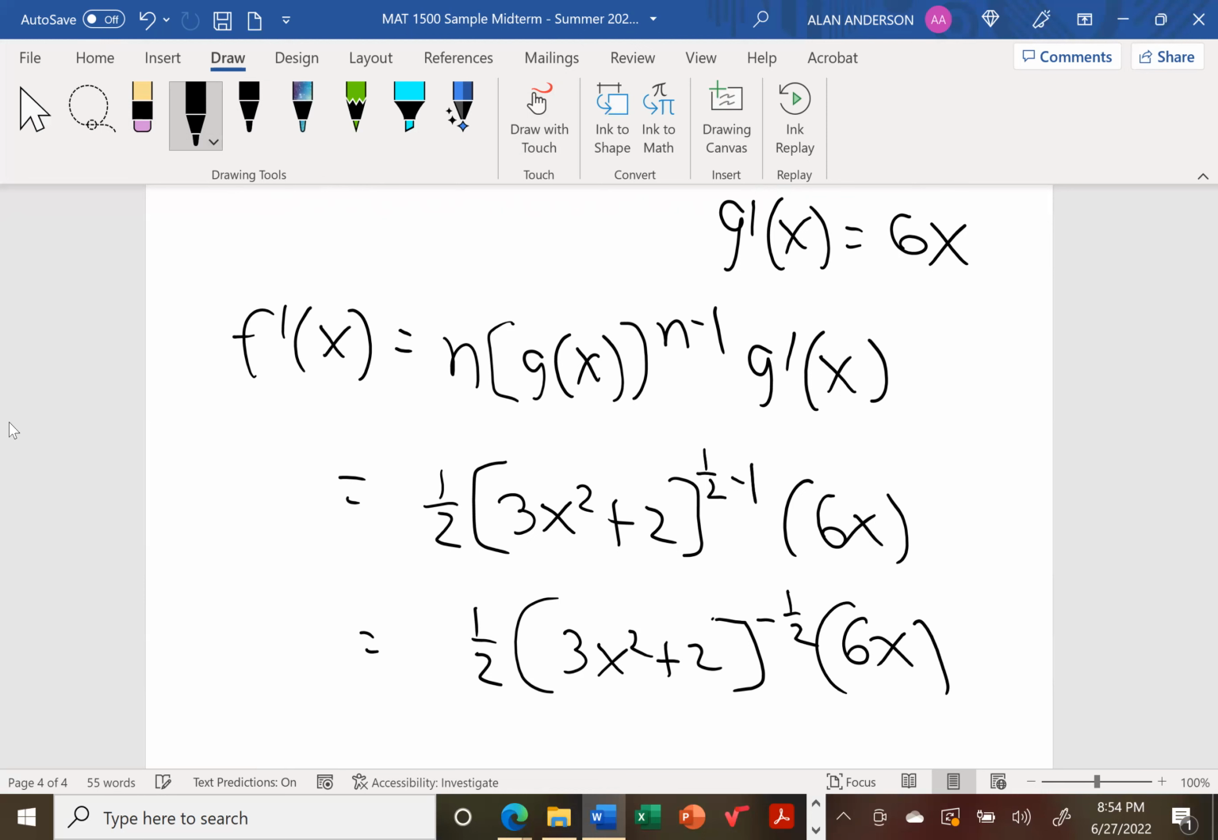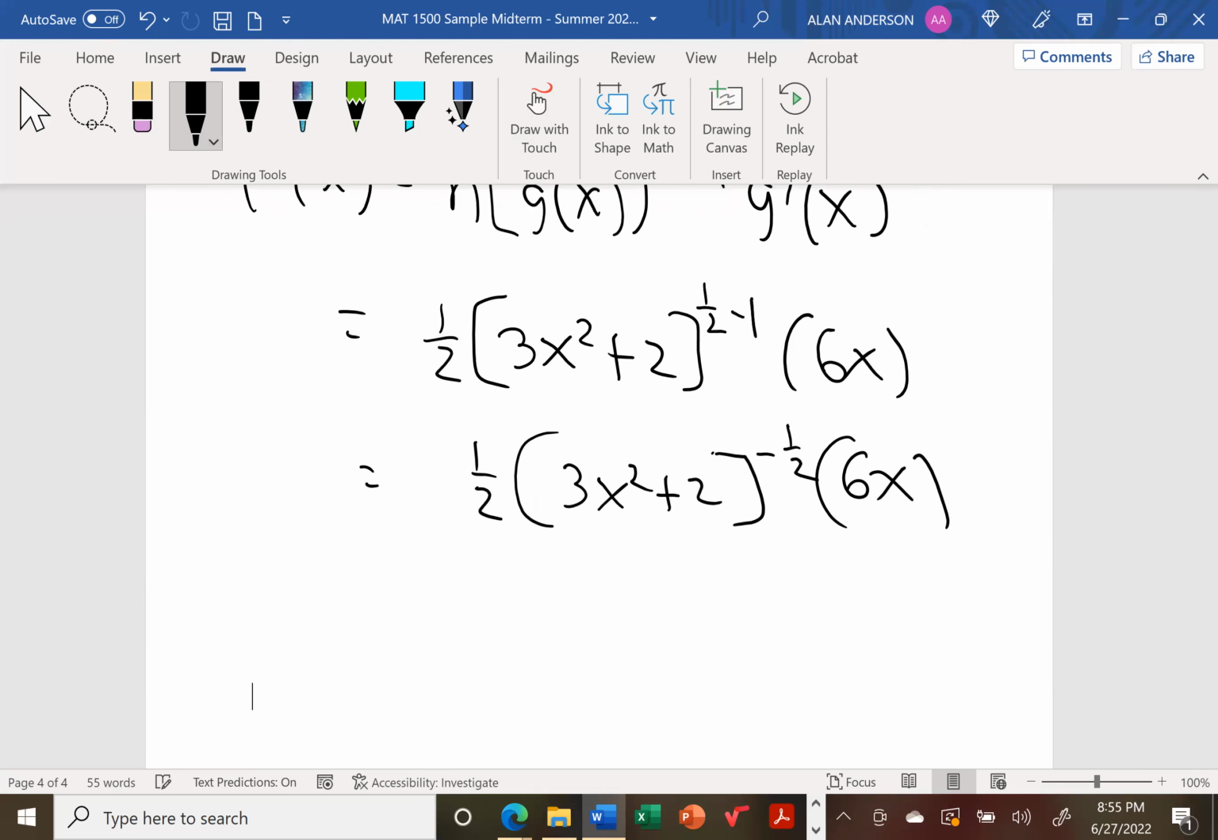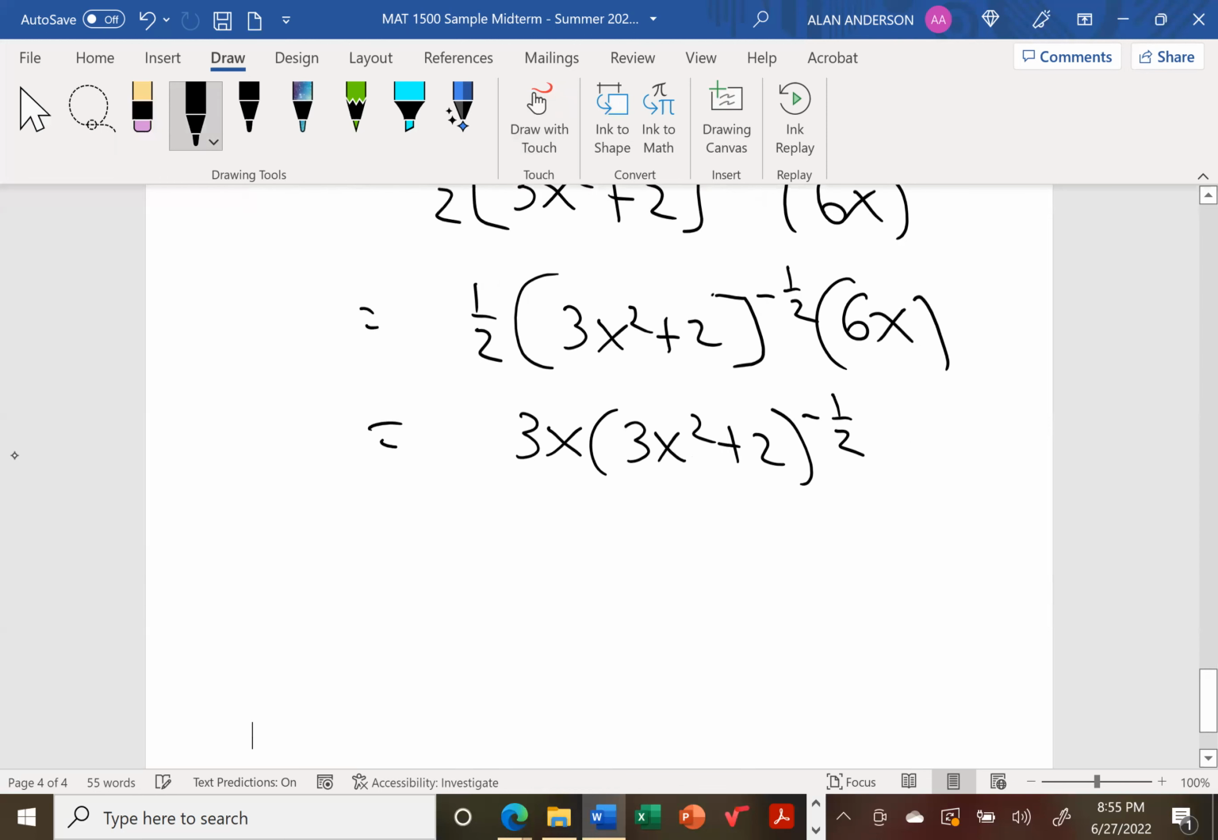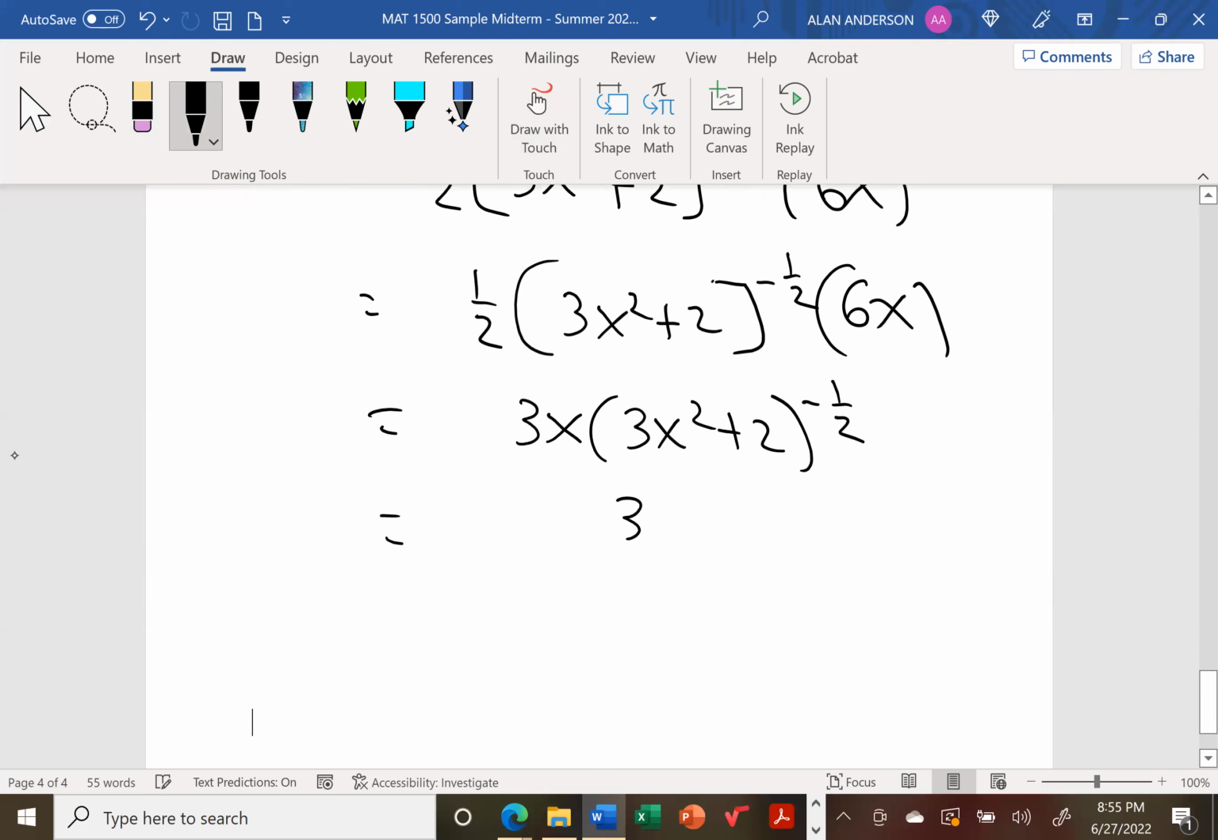But now we can simplify it a little bit. We know that 1/2 times 6x is just 3x. But if you want to simplify it a little, what you can do is just rewrite it as 3x over the square root of 3x squared plus 2. Now we're good. Okay, and I think it does look kind of nice compared to negative 1/2. But either way, you've got the right answer.